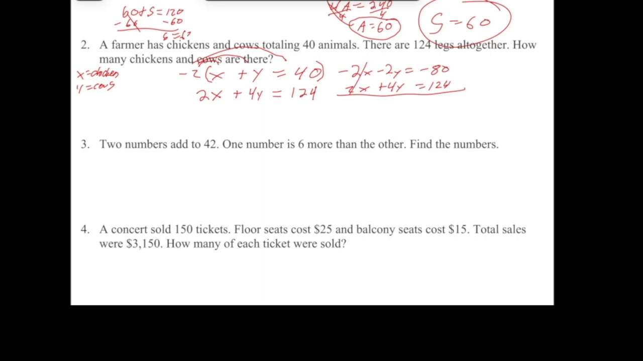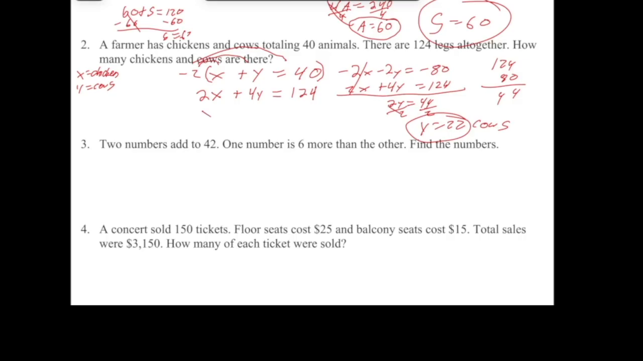So I'm going to get 2y equals, now what is 124 minus 80? 124 minus 80, that's 44. Divided by 2, y equals 22. So here's one thing I know. I know that there are 22 what? Cows. Okay? And so if I know there's 22 cows, that's my y.